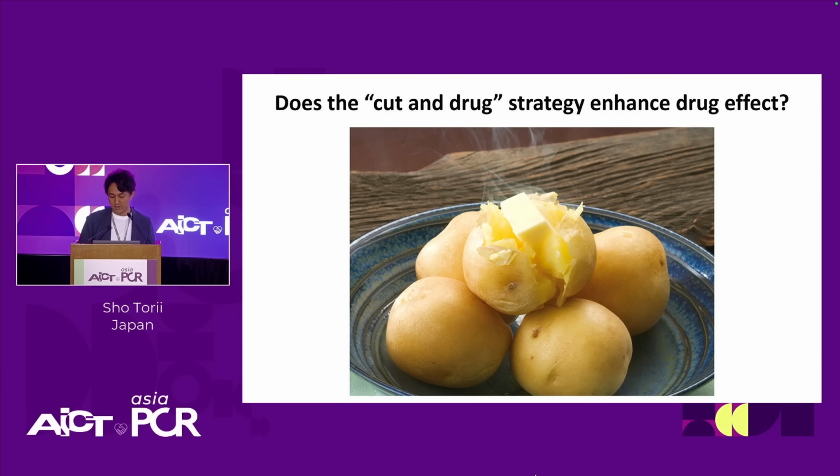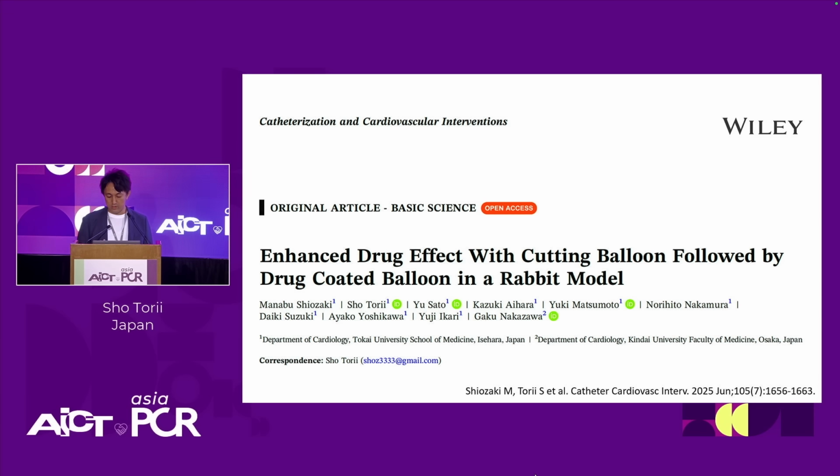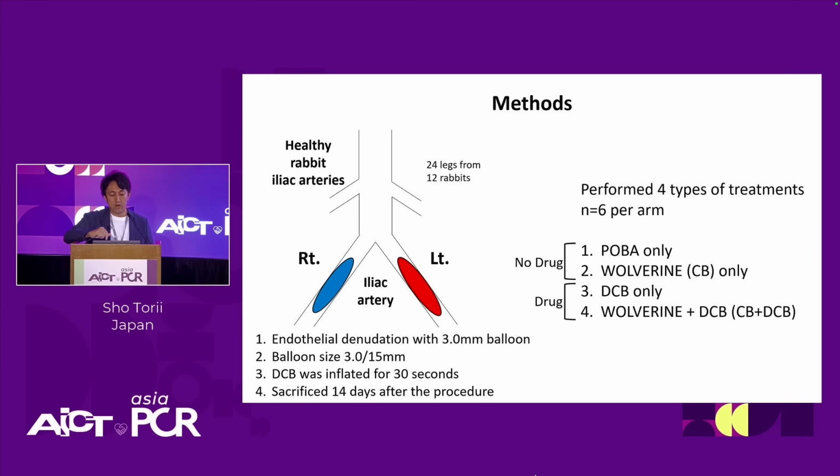So we did an animal study about it, and that was published in CCI this year, 2025. In this study, we used a healthy rabbit iliac artery model, 24 legs from 12 rabbits, and performed 4 types of procedures: group 1 balloon angioplasty only, group 2 Urbarin cutting balloon only, group 3 DCB only, and the last one Urbarin plus DCB, the cut and drag strategy. The balloon size was 3.0 by 15, and the DCB was inflated for 30 seconds. 14 days after the procedure, rabbits were sacrificed, and we did a histopathological analysis.